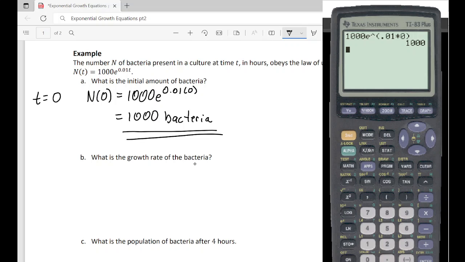Now, what is the growth rate? The growth rate is k, and k is the number in front of t in the exponent. So it is 0.01. But we don't want 0.01, we want the percentage. So you just multiply 0.01 by 100, and we're going to get a growth rate of 1%.